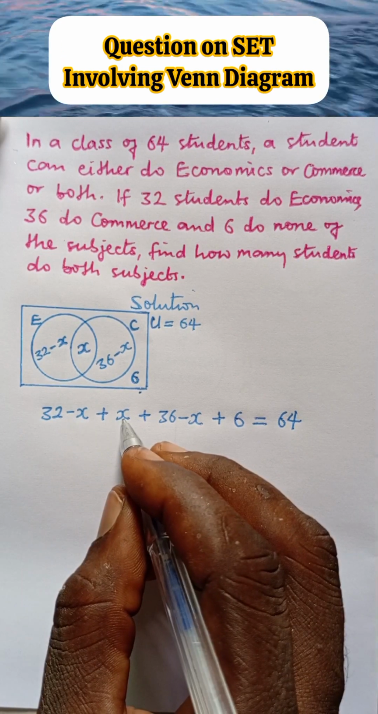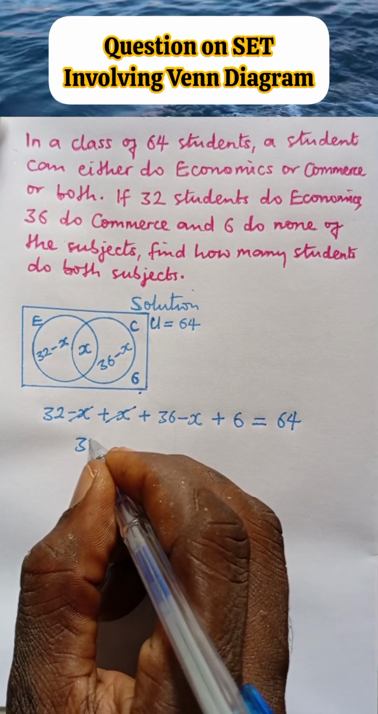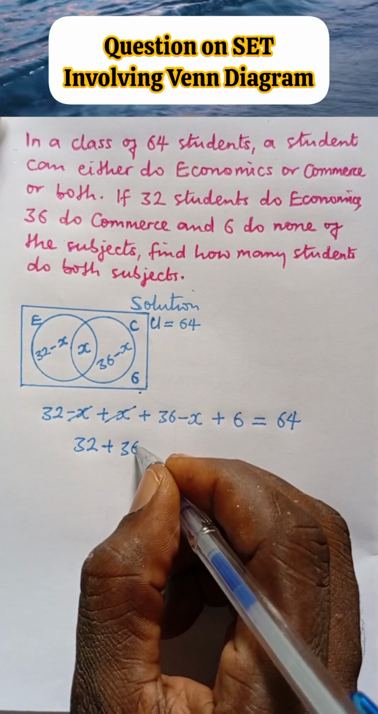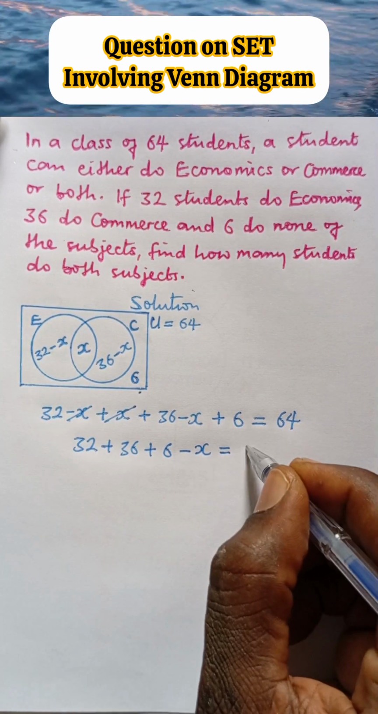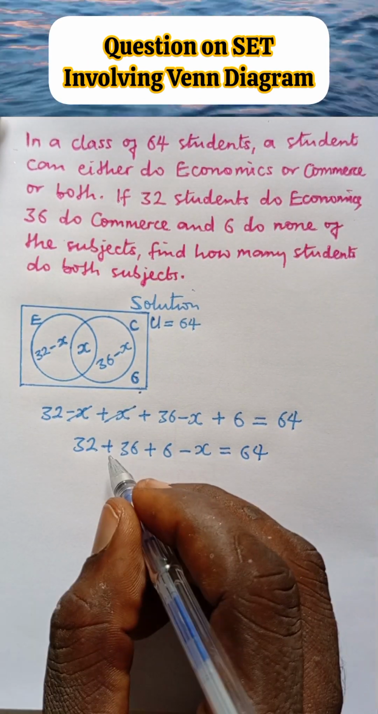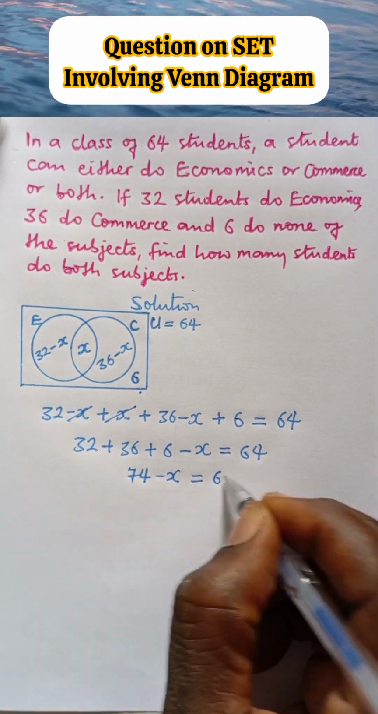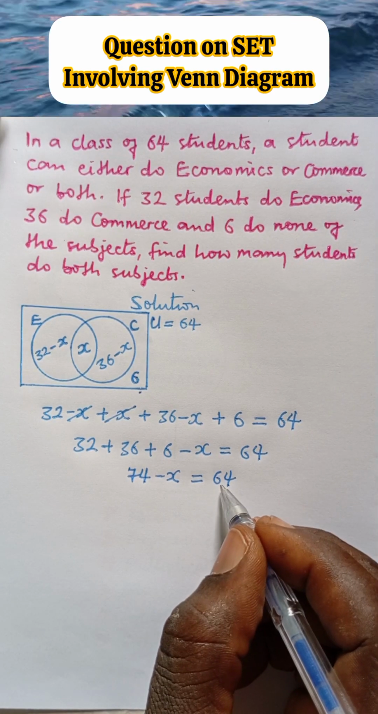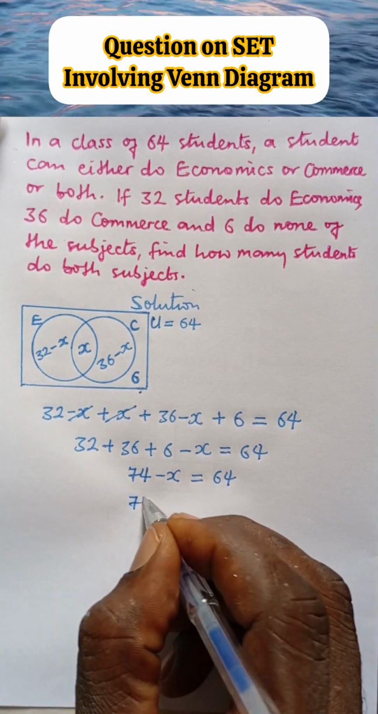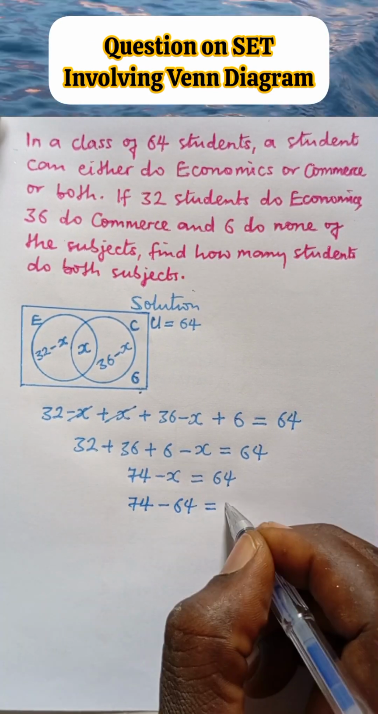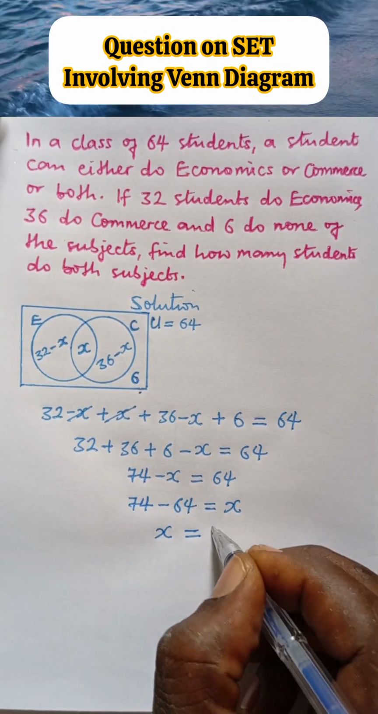Negative X plus X is equal to 0, so they strike off themselves and we are left with 32 plus 36 plus 6 minus X equal to 64. When you add this together, it gives you 74 minus X equal to 64. Now we are going to collect like terms. 64 will come this way to meet 74, while negative X crosses over to this way, so that we have 74 minus 64 equal to X. When you remove 64 from 74, it gives you 10. Therefore, X equals 10.